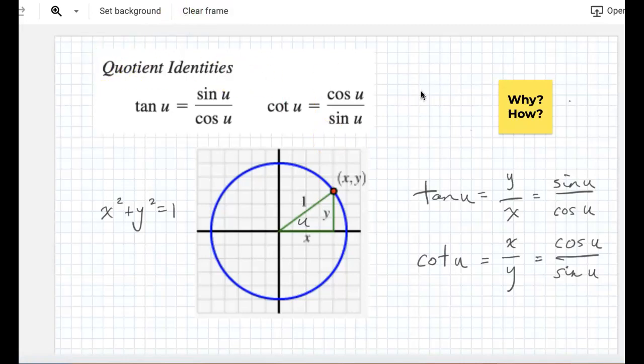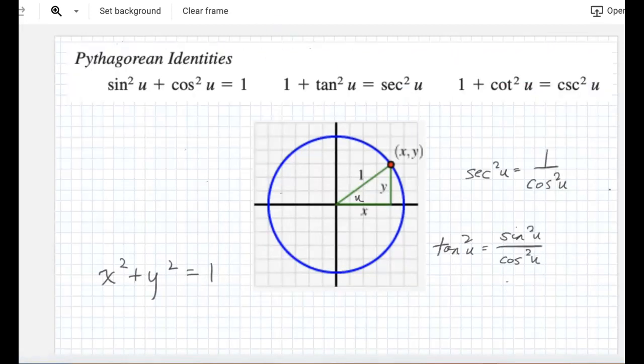Once again, not offering really any way that you're going to be using these just yet, but that'll come up in just a little bit. The next identities that come along are known as the Pythagorean identities, and they are so called because they are very closely linked to the Pythagorean theorem. And once again, that equation of the circle that you see there.